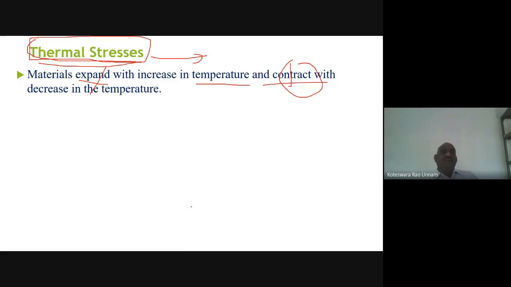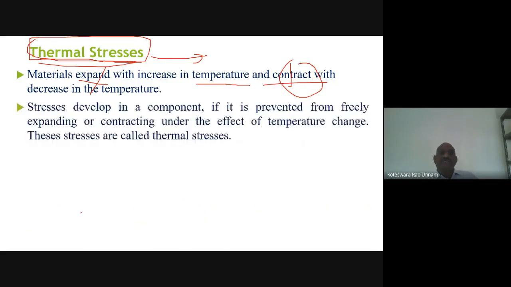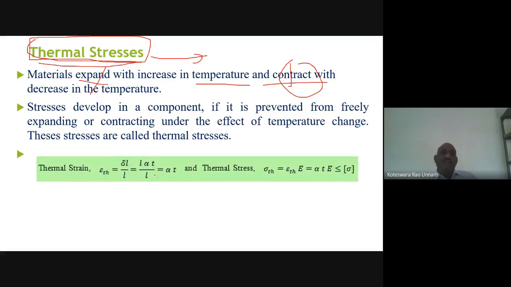So now, once you have a magnitude of thermal stress based on the material properties, that is the alpha value, the coefficient of linear expansion, and what is the temperature change. Then what is the length of the component? You can calculate the thermal stress based on thermal strain. This is the formula for thermal strain, L alpha T by L, which is nothing but alpha T.